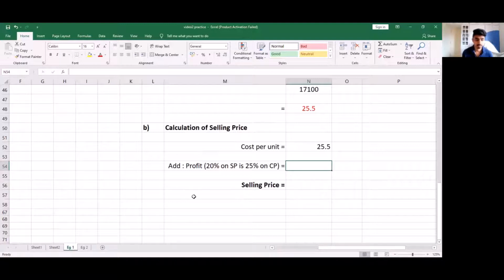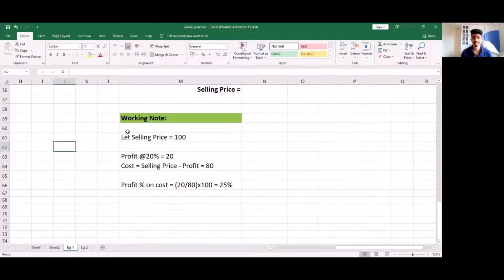How do we come up with this? Let's take a look. So now we have our working note in which we say, let's take selling price as 100. Then profit is 20% of 100, which will be 20. Okay, so our cost is nothing but selling price minus profit. So 100 minus 20, which is 80. So now what is the profit percent on cost? 20 divided by 80 into 100. Okay, so that gives us 25%.